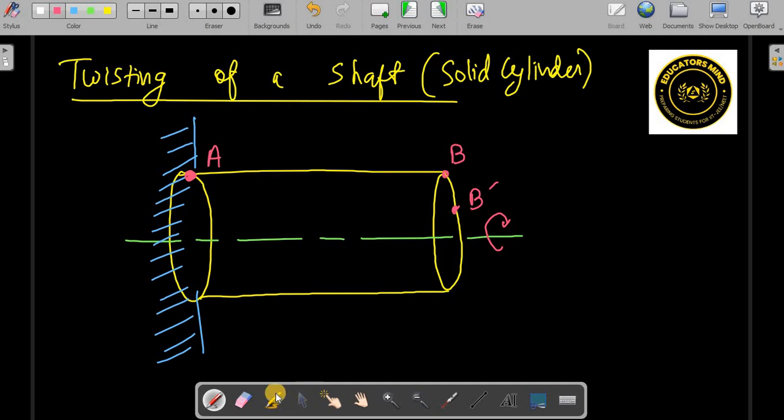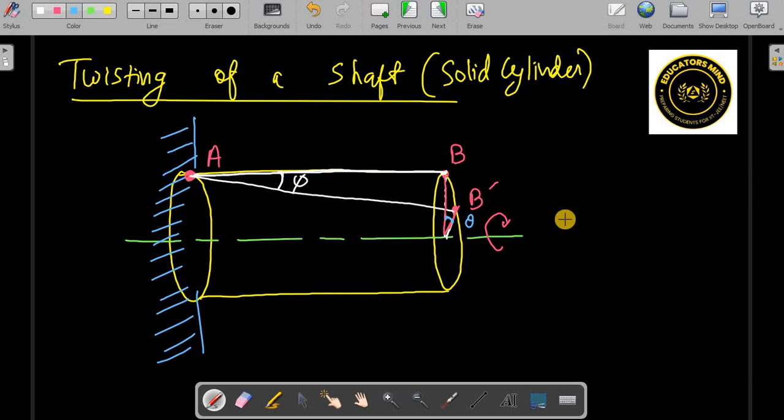So initially the line AB is horizontal. Because of twisting, what will happen? This line will become like this. So there will be some angle rotated here, phi. Because of that, this point B is going over the circumference, so B is rotating some angle, right? The angle rotated by B is theta. On this circle it is rotating, right?